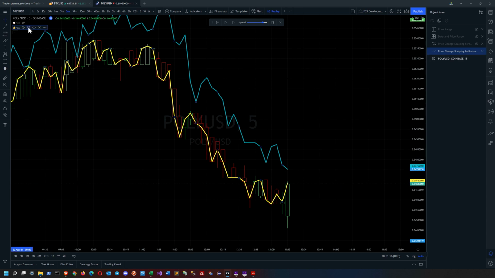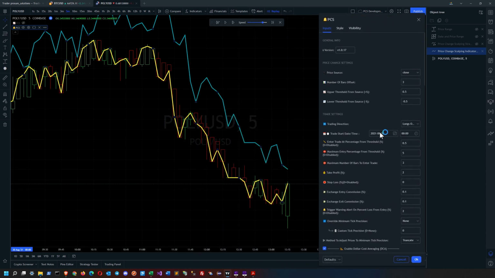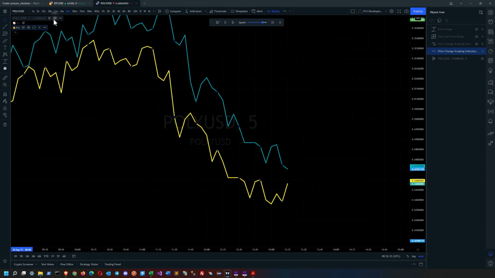The two specific inputs controlling the offset of this threshold price are the number of bars offset as well as the upper threshold source. The lower threshold source is only applicable if you choose shorts only for the trading direction. But since at the moment we're doing longs only, the upper threshold source is really what's taking effect. These two together are essentially offsetting this source price. And if you've noticed here, let me go ahead and turn off the candles for the POLY USD symbol.